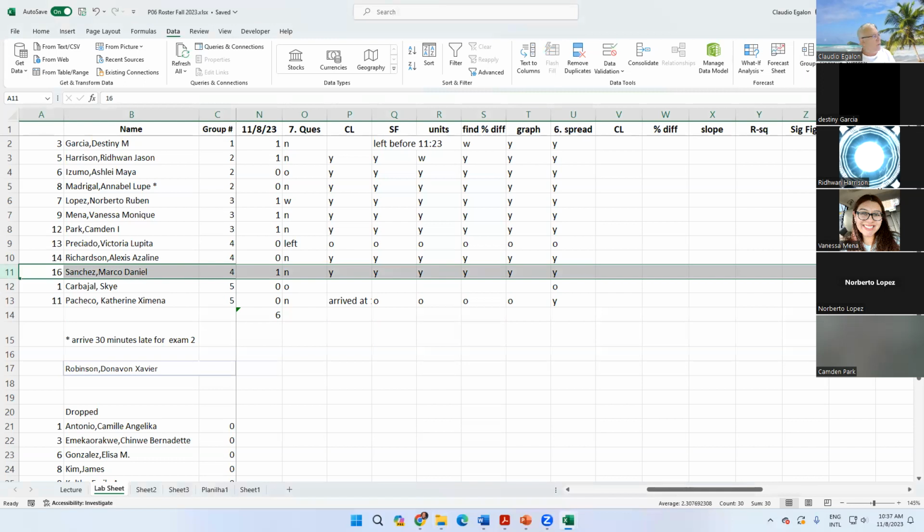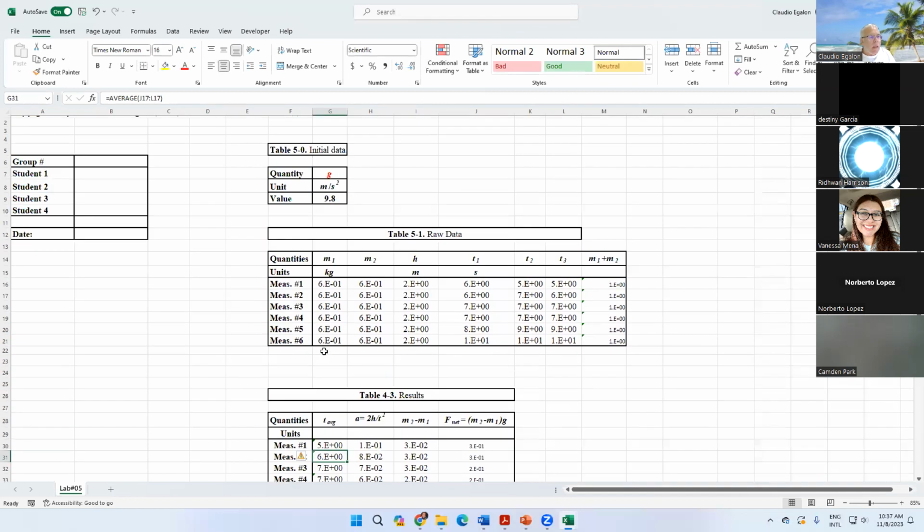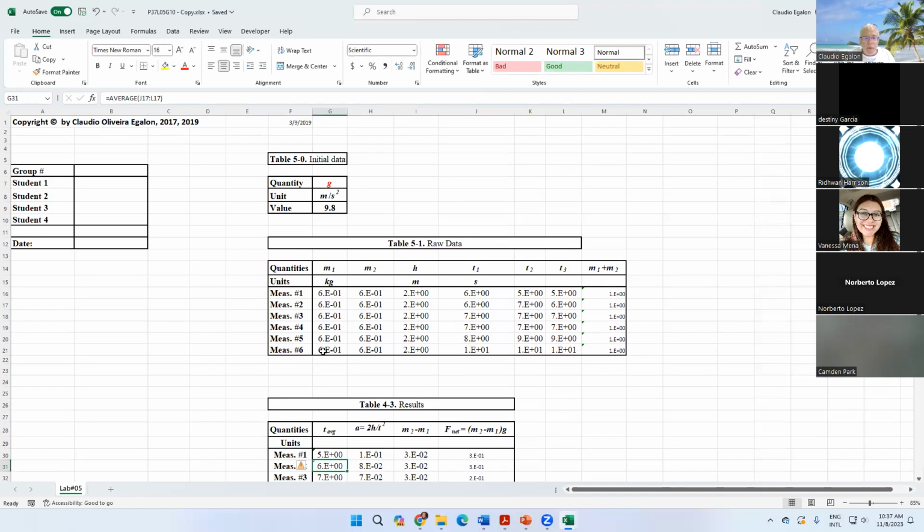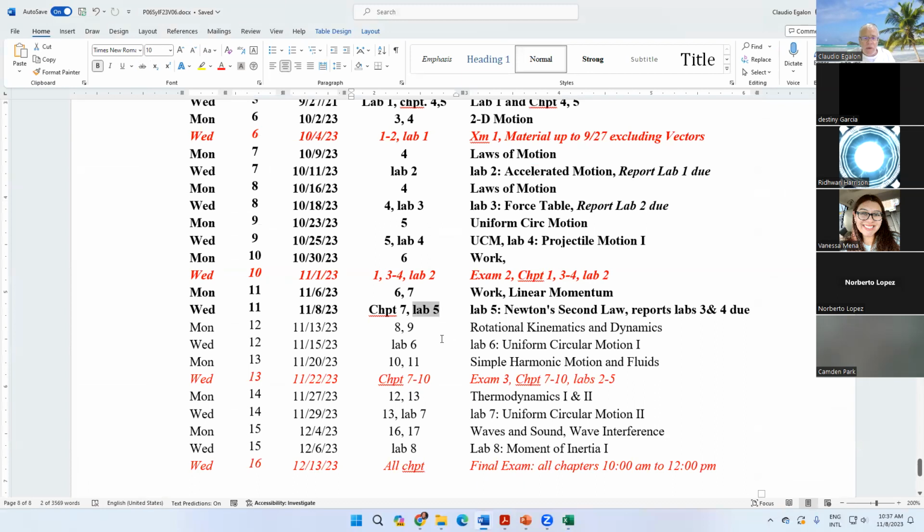I will walk you through the experiment one by one. Okay, so what we have here is Newton's second law of motion experiment. There are several ways of verifying Newton's second law of motion, okay? Several ways. This is just one of them. I think it's the nicest of all.